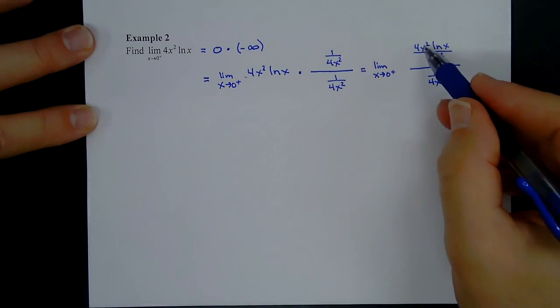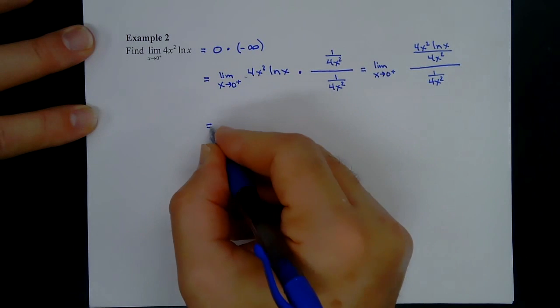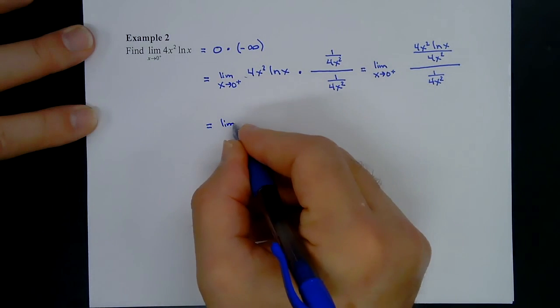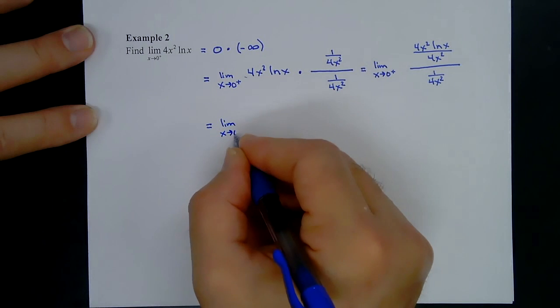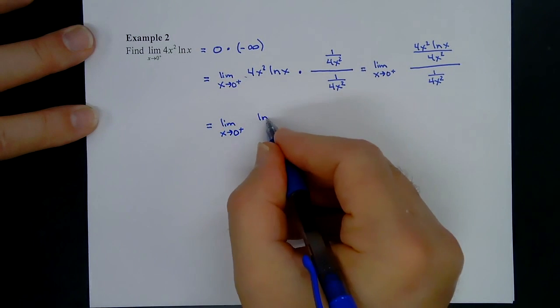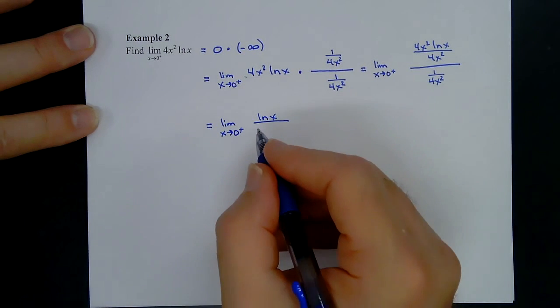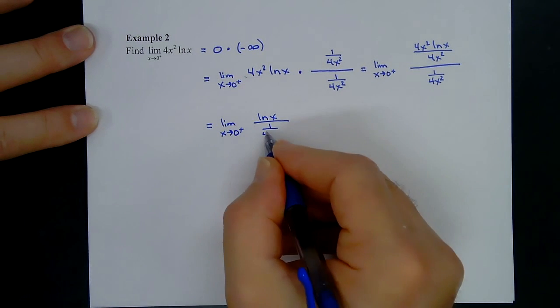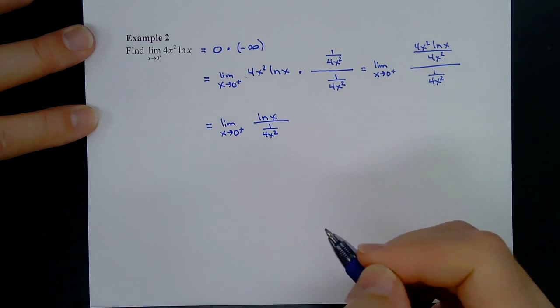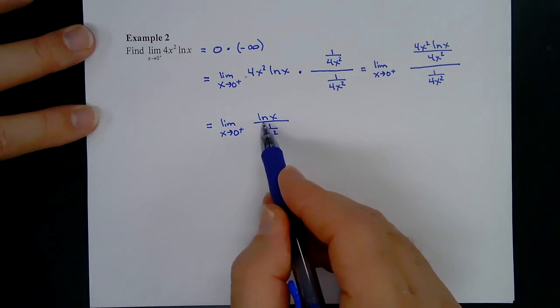Now this 4x squared and this 4x squared are going to go away. So now we're left with the limit as x approaches 0 from the right of ln of x over 1 over 4x squared. Okay, so now what we have is a quotient here. Here's the fraction bar, okay?